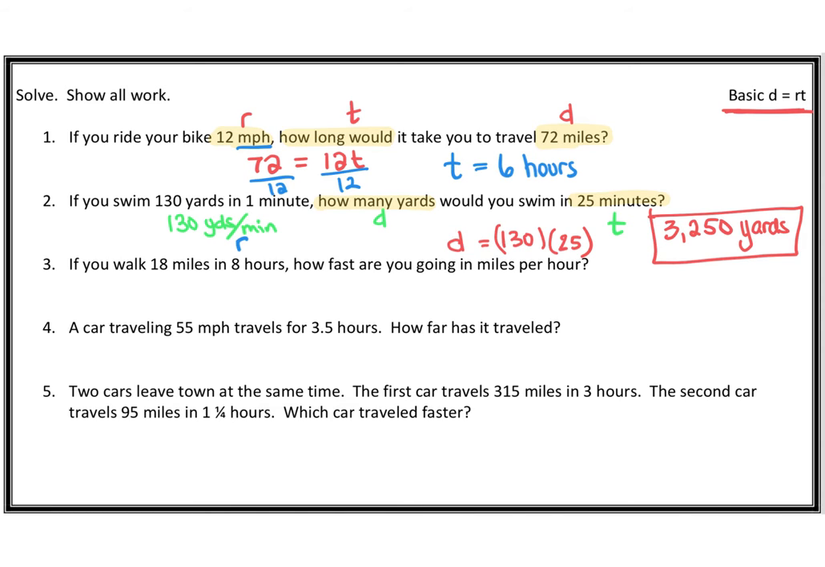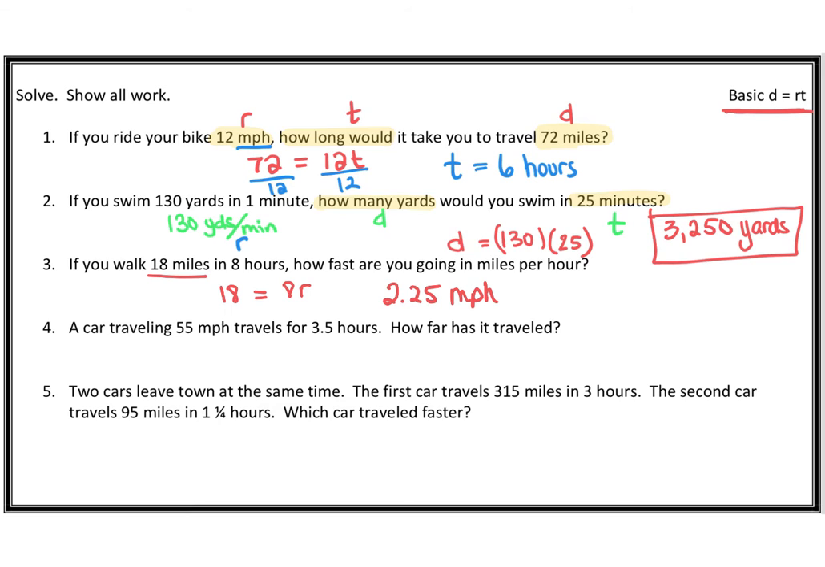Go ahead and try 3, 4, and 5 there. 18 miles in 8 hours. How fast are you going in miles per hour? They gave you the distance. You walked 18 miles. And they gave you the time, 8 hours. They did not give you the rate. So how are you going to solve for the rate? Divide. You're going to say 18 divided by 8. And you should have gotten around 2 1/4, so 2.25 miles per hour.